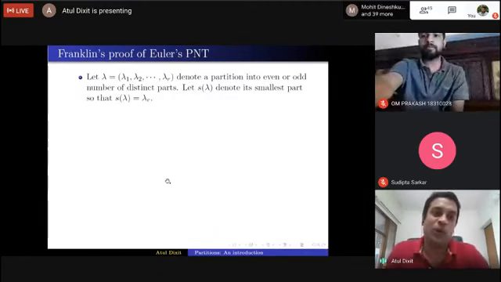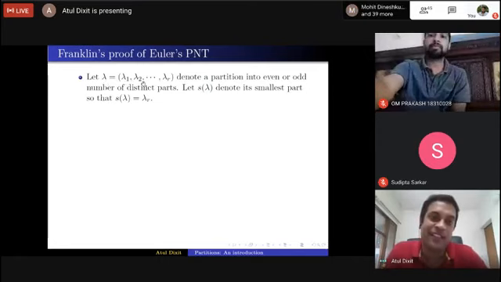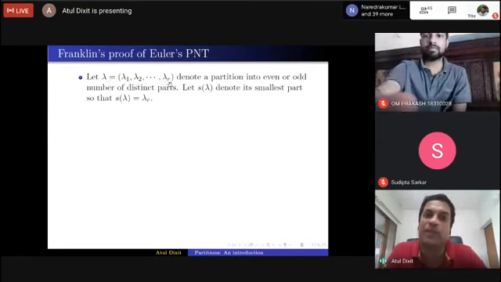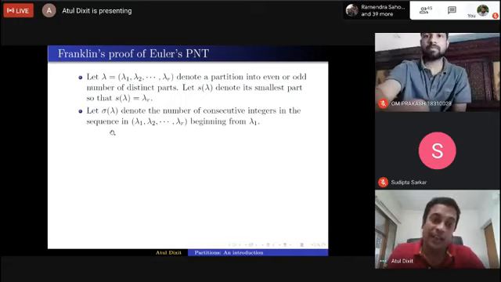Let me denote by lambda this particular partition, lambda sub 1, lambda sub 2, and so on up to lambda sub r. So in the canonical form, we will have lambda 1 greater than or equal to lambda 2 greater than or equal to up to lambda r. So this is the smallest part, and I am denoting that by S of lambda. S of lambda is lambda r. And then sigma of lambda I'm denoting as the number of consecutive integers in the sequence starting from lambda 1.